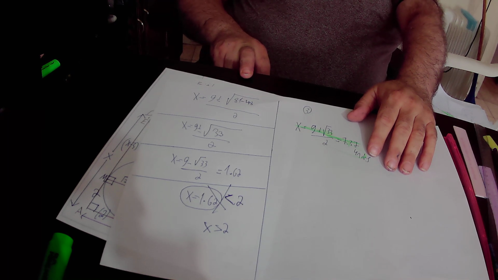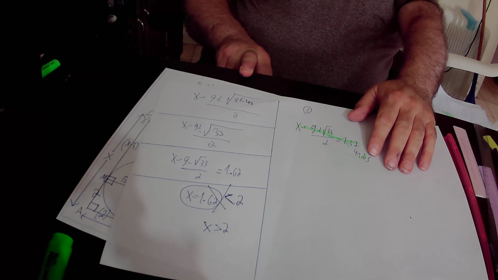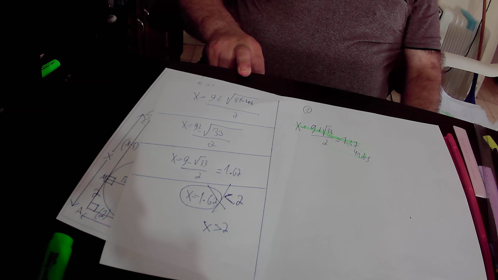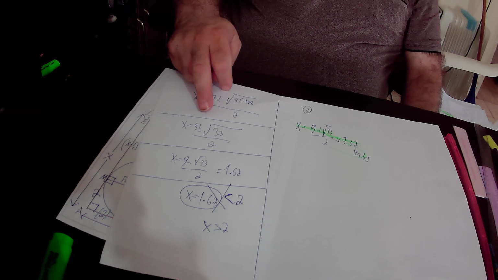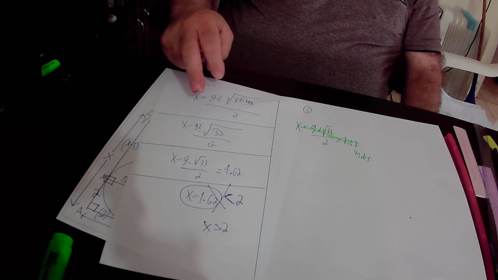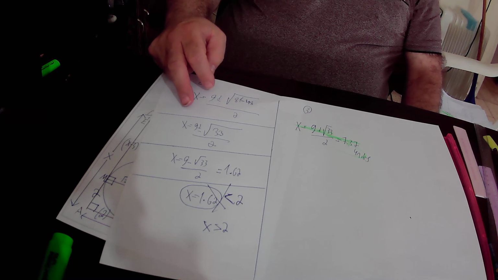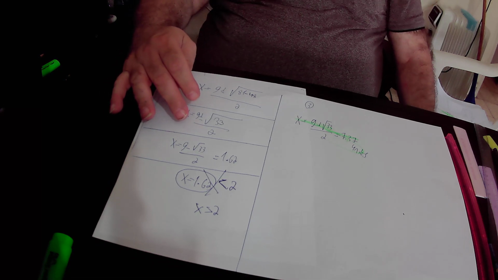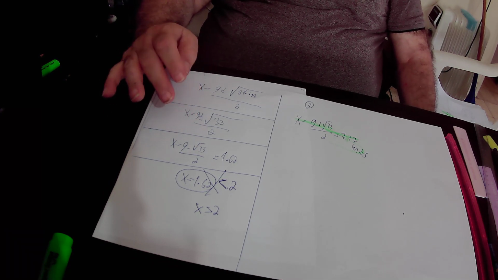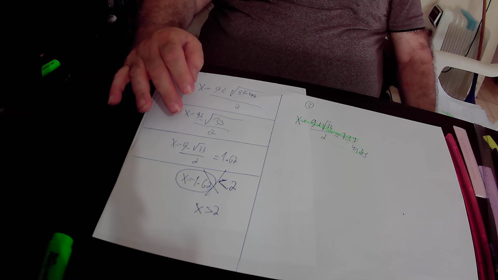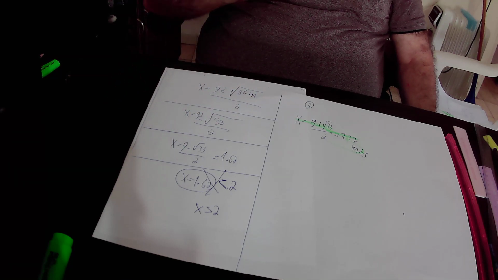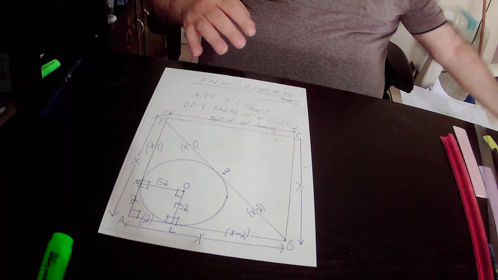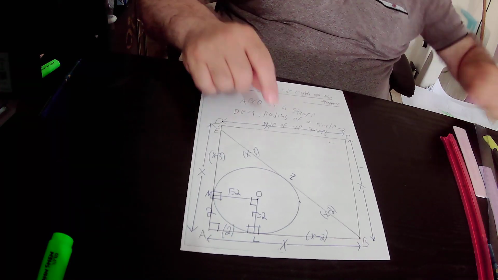81 minus 48 is 33, so inside the root we are left with only 33. So here x equals 9 plus or minus the square root of 33, over 2. Here we have two possible solutions for x. The first solution is x equals 9 minus the square root of 33, over 2, which is equal to 1.62 units. So according to the first solution, x equals 1.62 units.